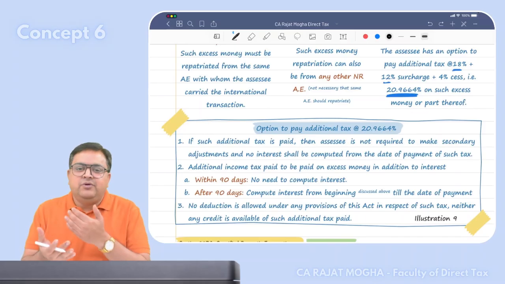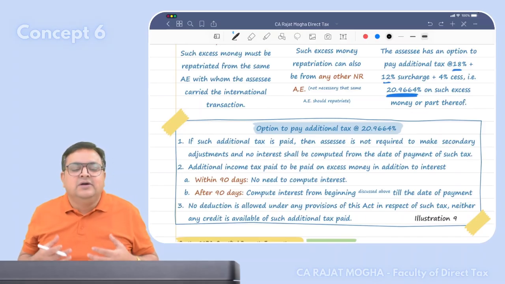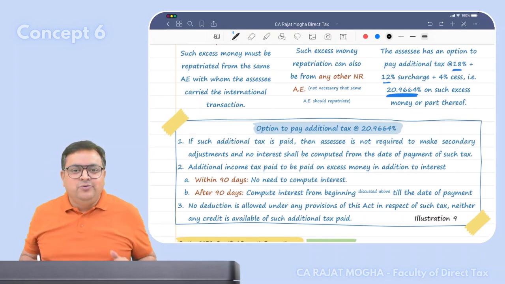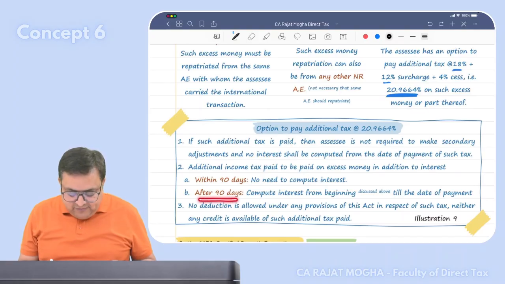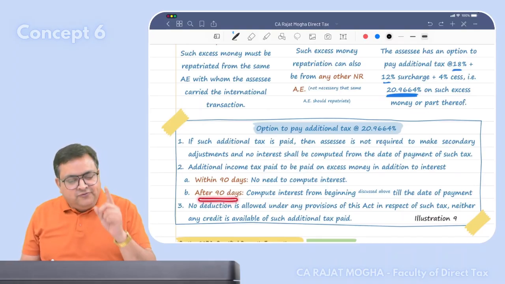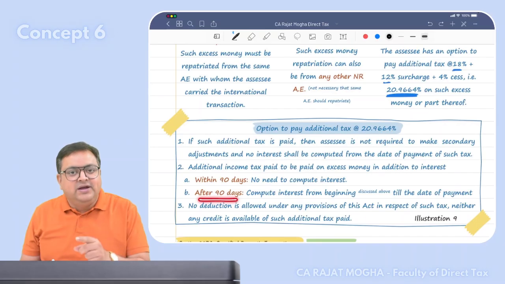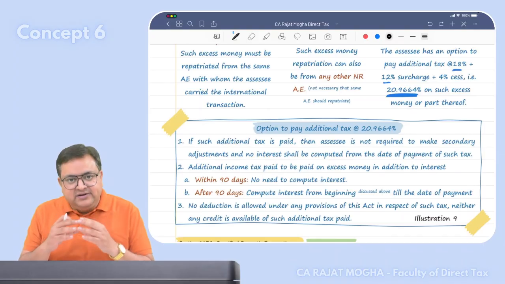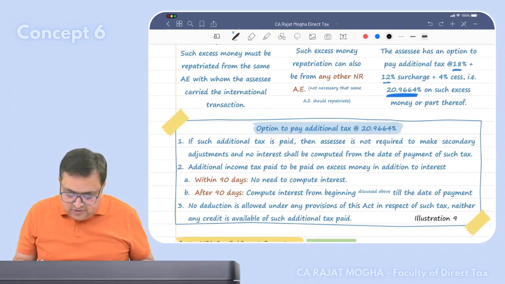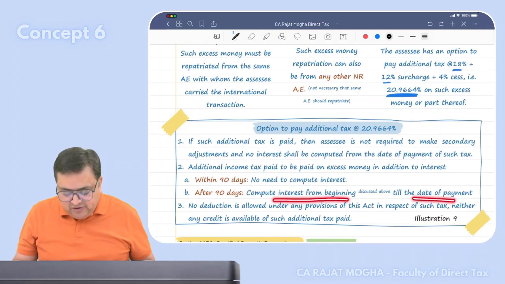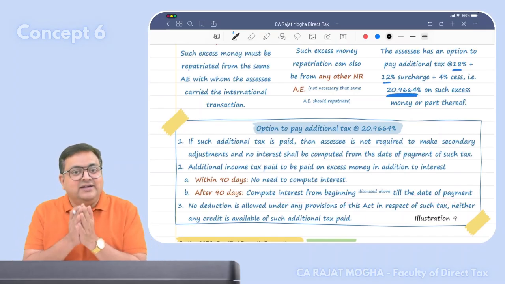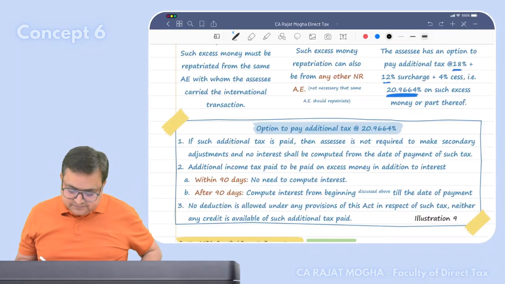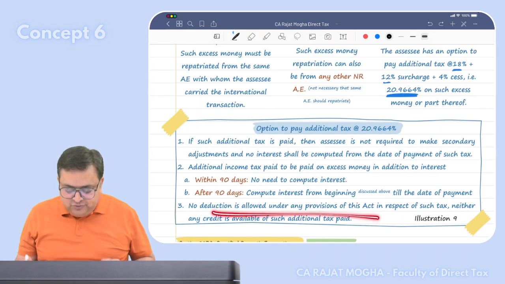If the money is repatriated within 90 days, there is no requirement to compute interest. If the additional tax is paid within 90 days, no requirement to compute the interest. But if the additional tax is paid after 90 days, first of all, compute the interest till the date of payment, and we will take the additional tax on excess money plus interest. So compute interest from the very beginning till the date of payment. We don't start the interest after 90 days are over, but from the very beginning, right?